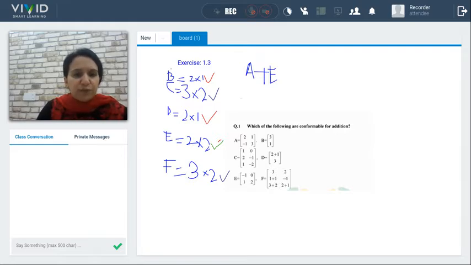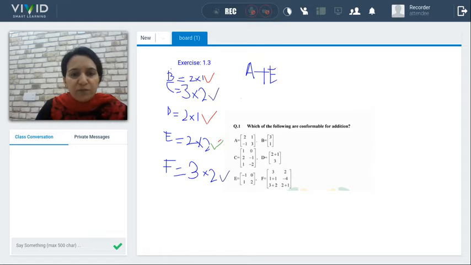It means if the orders of the matrices are the same, only then we can add them. So if we have to find out which matrices are comfortable for addition, the first step is to find out the order of all these matrices. Then find out the matrices having the same order. If the matrices have the same order, then we can add them. Otherwise, we cannot add the matrices.